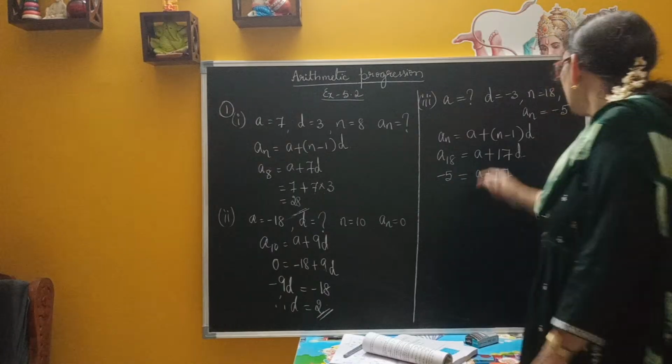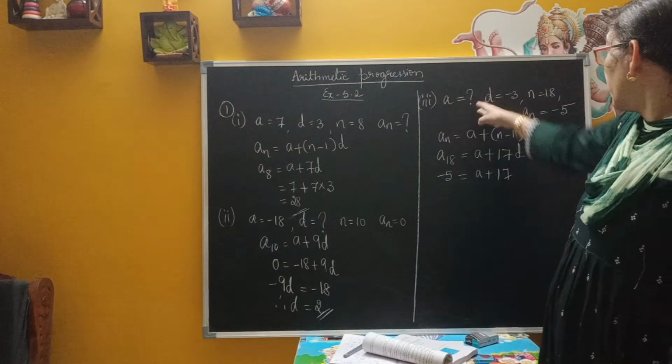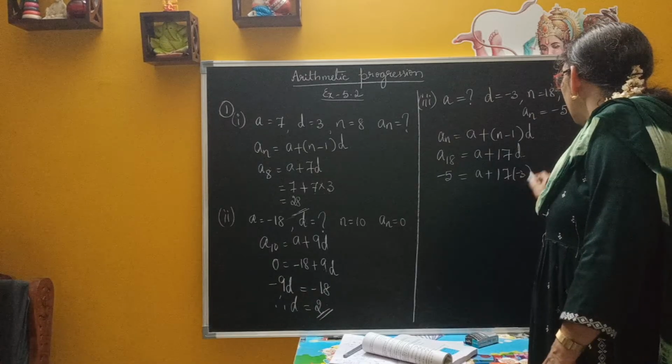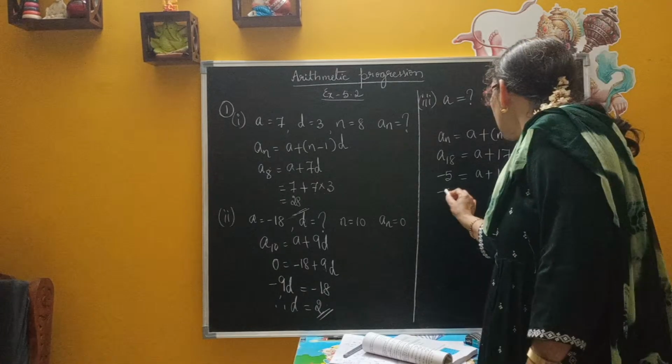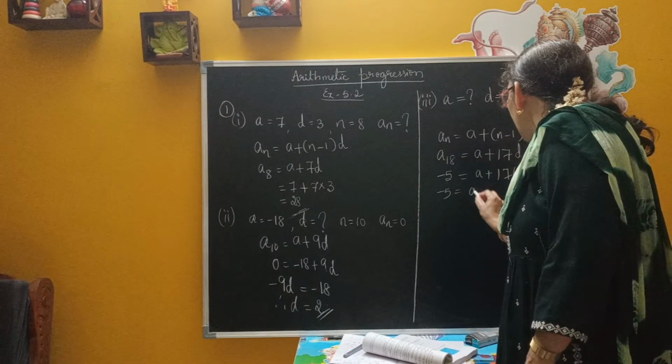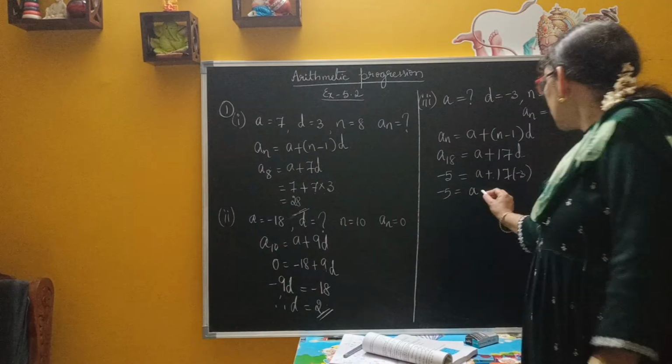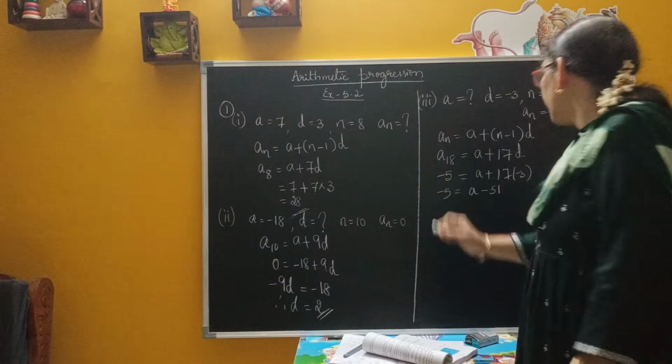The A value is asked to find. 17, D value how much? Minus 3. 17 into minus 3. So minus 5 is equal to A plus, 17 threes are how much? 51. Plus into minus, minus 51.